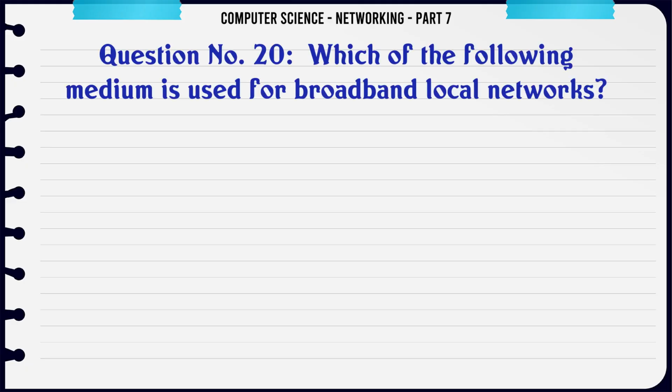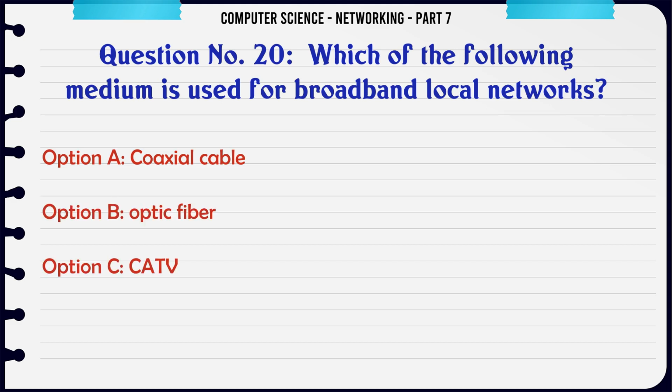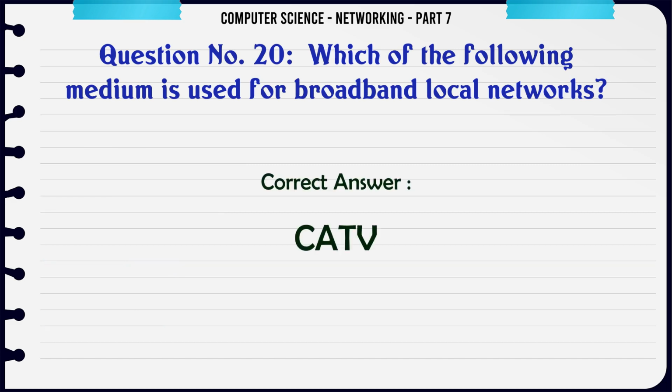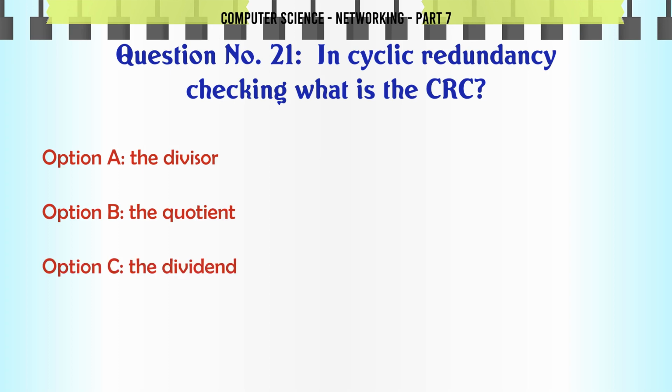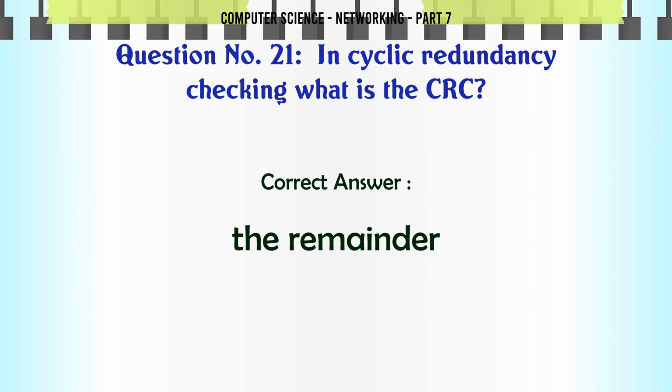Which of the following medium is used for broadband local networks? A. Coaxial cable. B. Optic fiber. C. CATV. D. UTP. The correct answer is CATV. In cyclic redundancy checking, what is the CRC? A. The divisor. B. The quotient. C. The dividend. D. The remainder. The correct answer is the remainder.